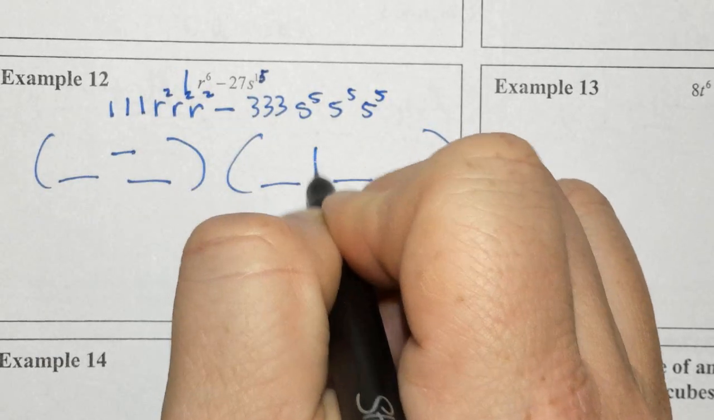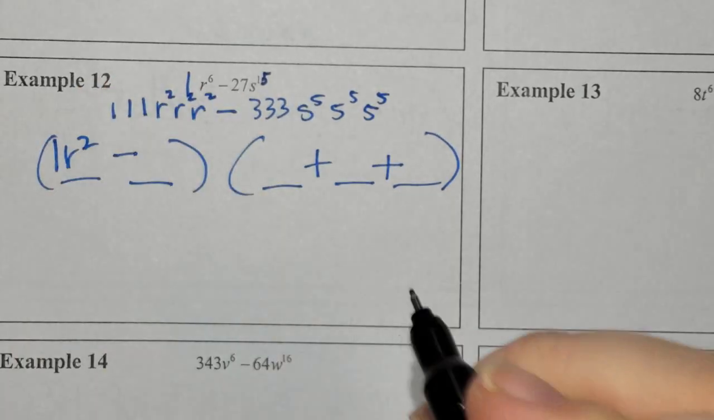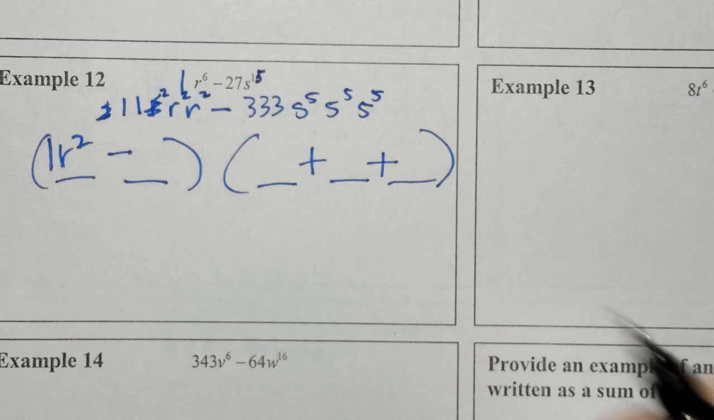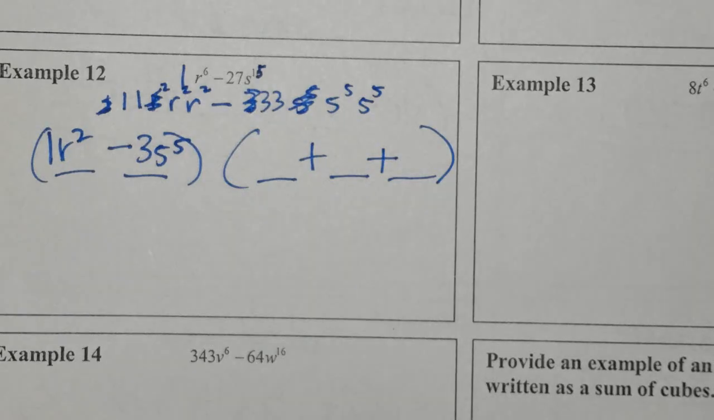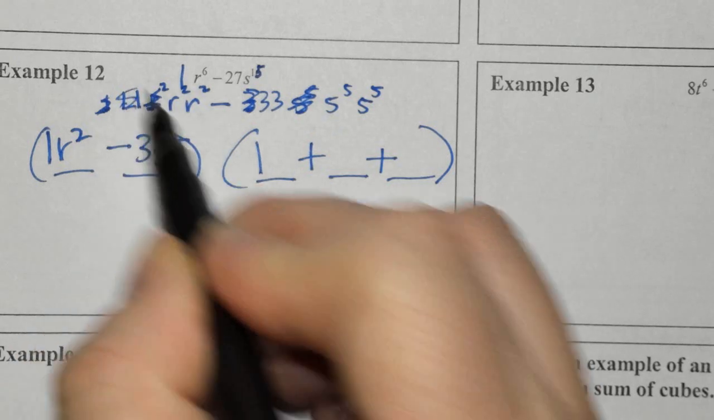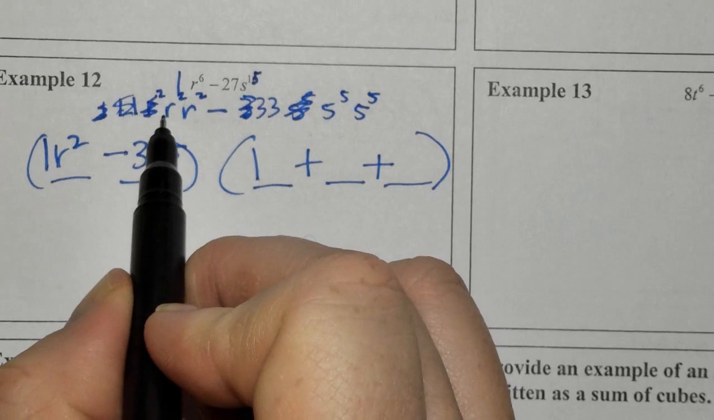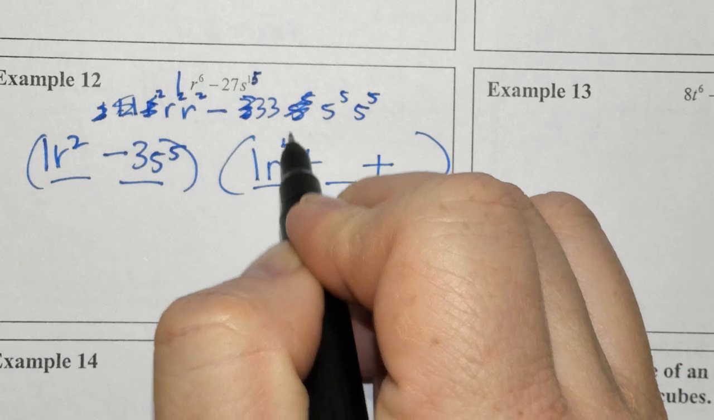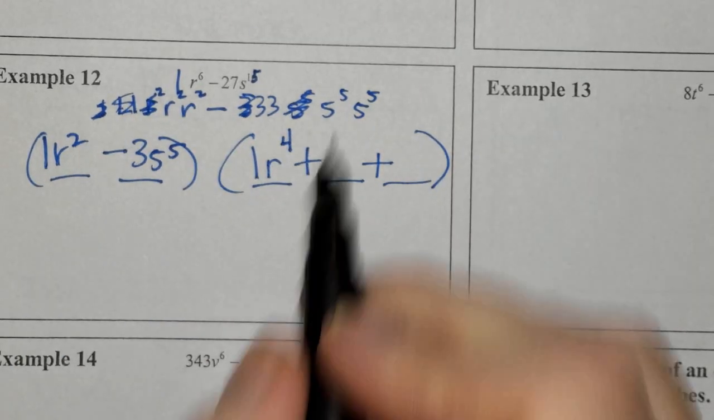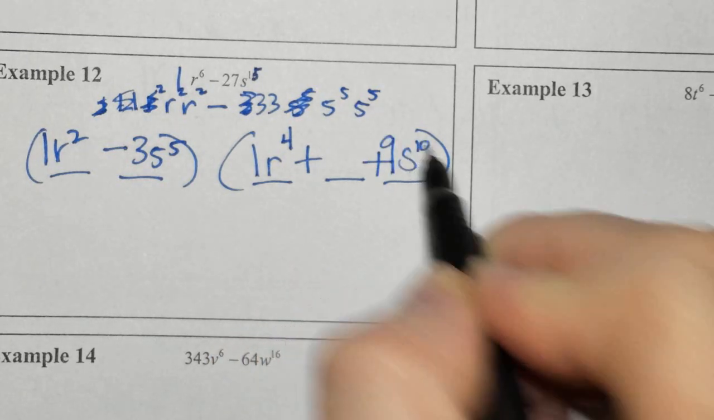Subtraction sign to start with, and then opposite and always positive. 1r squared in front, because I'm taking one of both of these, and the back 3s to the 5th. Okay, let's slow this down. 1 times 1 is 1. That's not too hard. But what is r squared and r squared? If you forgot how to work with exponents, when you have the same base and you're multiplying, you add the exponent. So how many r's do I actually have here? R to the 4th. Likewise, 3 times 3 is 9, and this would be s to the 10th.